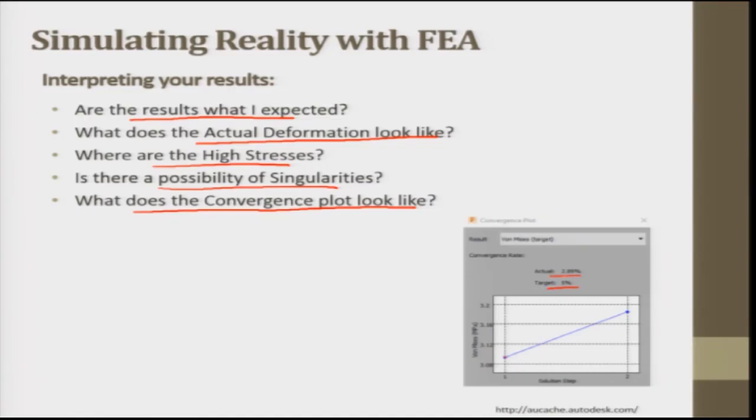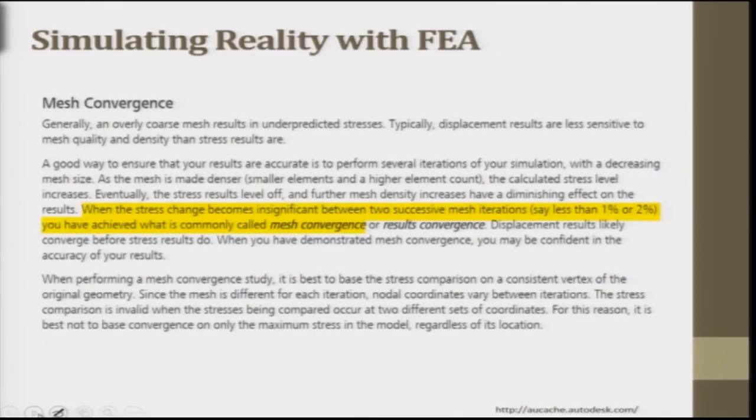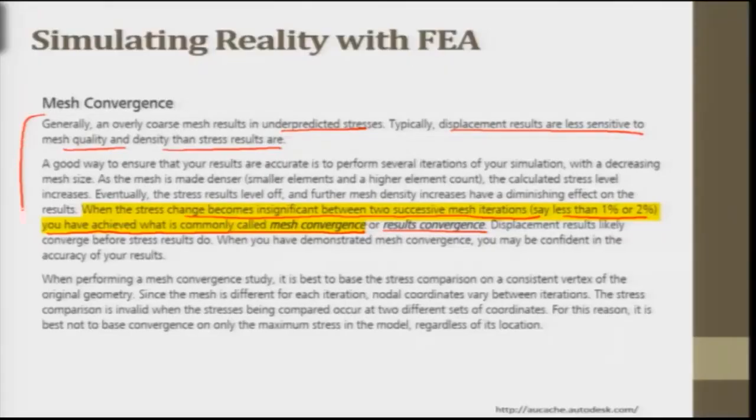Actual is 2.89% convergence rate. So, mesh convergence. Generally, an overly coarse mesh results in unpredicted stresses. Typically, displacement results are less sensitive to mesh quality and density than stresses are. When the stress change becomes insignificant between two successive mesh iterations, say less than 1 or 2%, you have achieved what is commonly called mesh convergence or result convergence. That is, mesh convergence has finally happened and final results can be obtained. So this is what it is telling us. You can read this all.